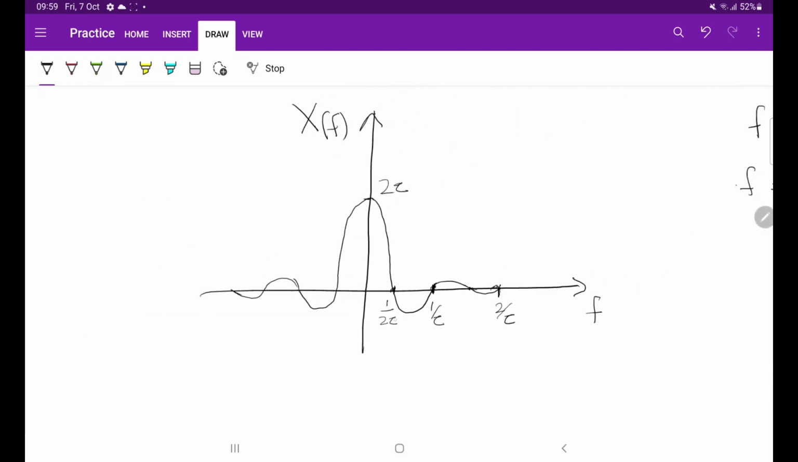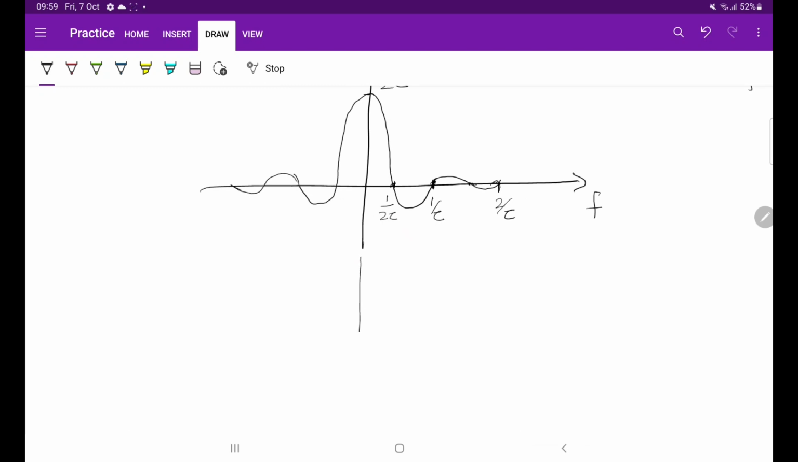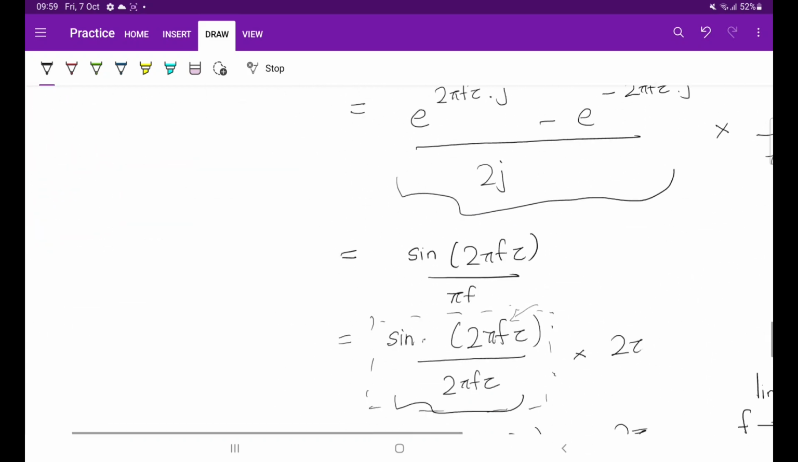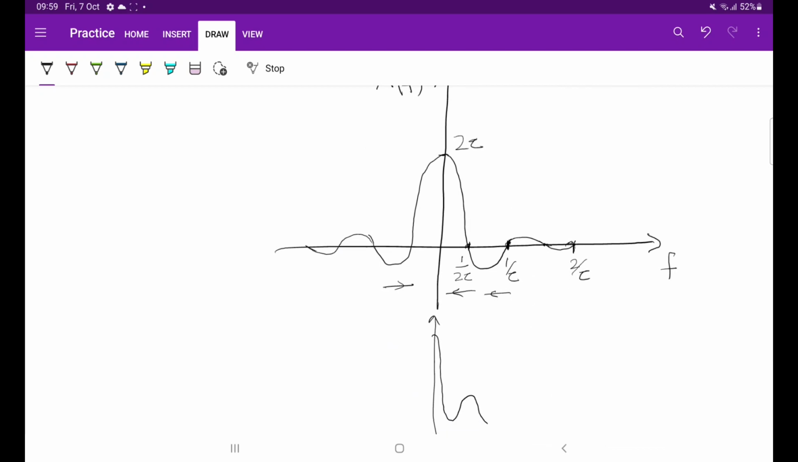If you are increasing this tau value, what's going to happen is the 1 over 2 tau will decrease, so that it will become steeper and steeper. So it's like this. Once you are increasing this one, these 2 tau points will move towards the y-axis. Likewise, these points will move towards the y-axis. So always remember, when the tau is increasing, it's going to be like this.